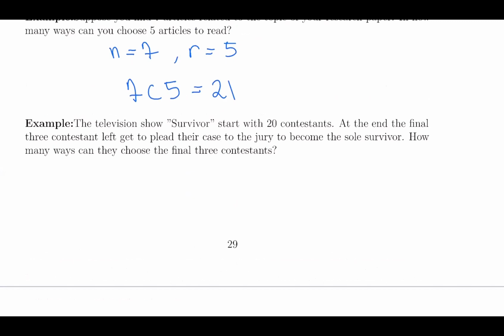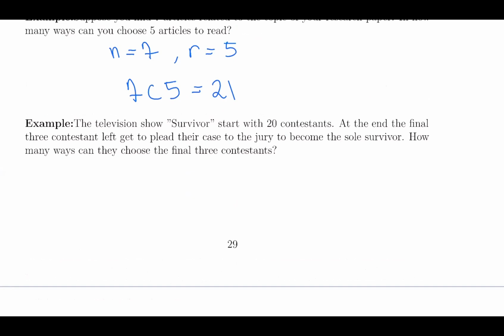All right. So for this one, the television show Survivor starts with 20 contestants. At the end, the final 3 contestants left get to plead their case to the jury to become the sole survivor. How many ways can they choose the final 3 contestants? Can we assume that all 20 contestants are different from each other?